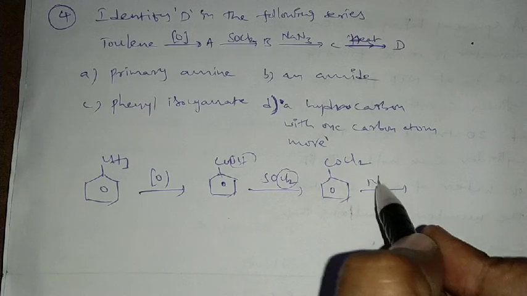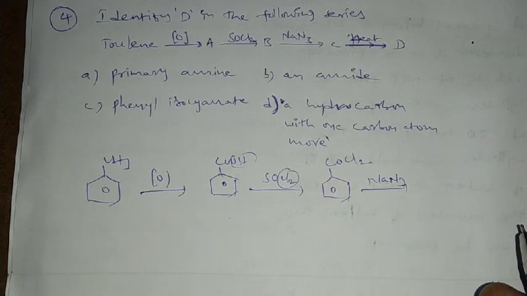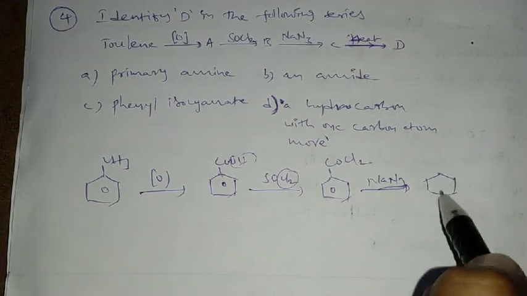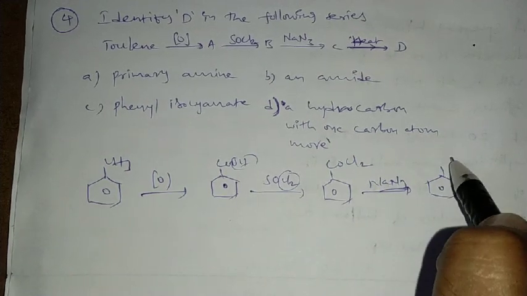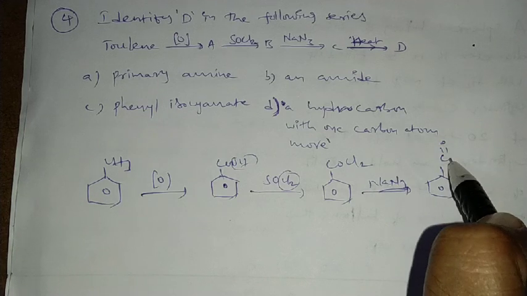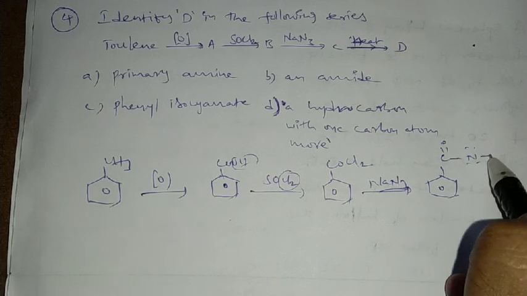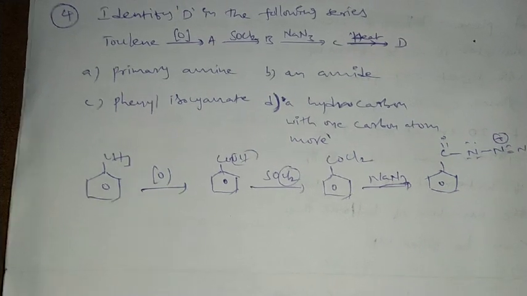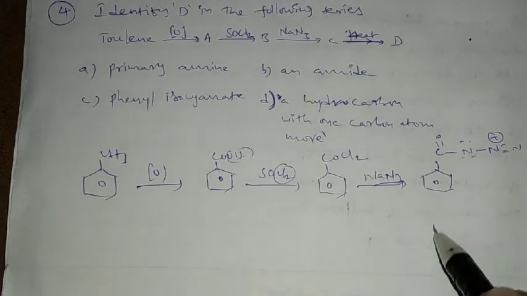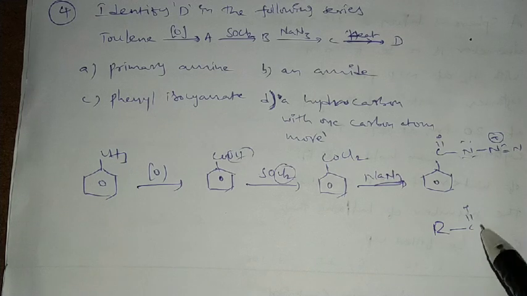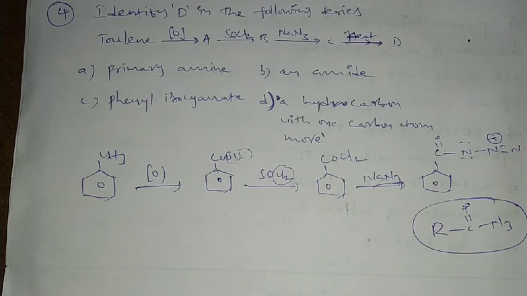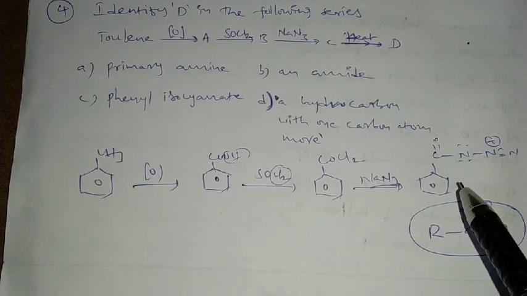It is treated with NaN3, sodium azide. So what happened? Directly a substitution reaction happens. So here you will get the structure C double bond O, N, N triple bond N. Is it okay? We can write this as RCON3 also, acyl azide. So this is benzoyl azide.